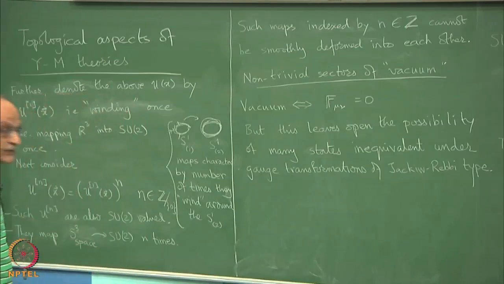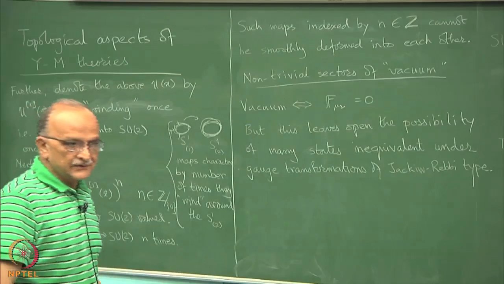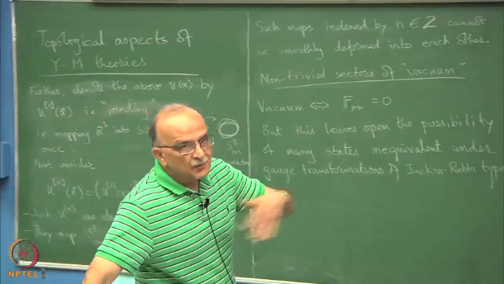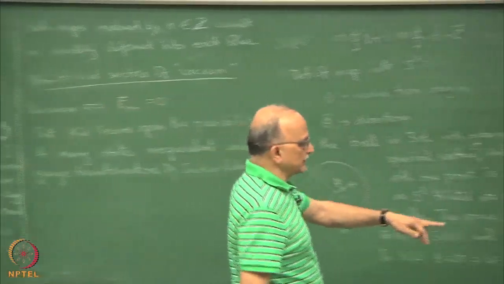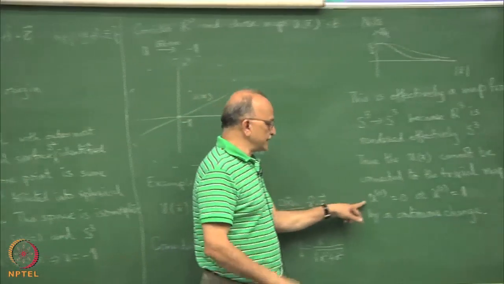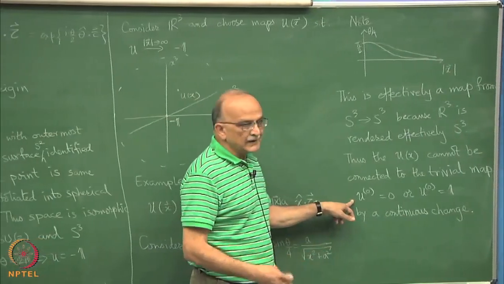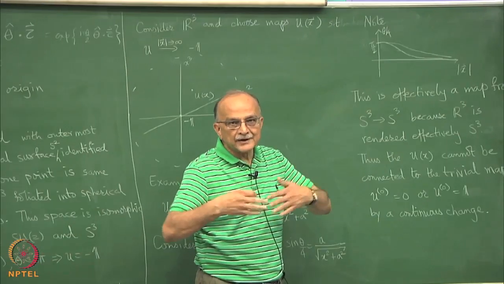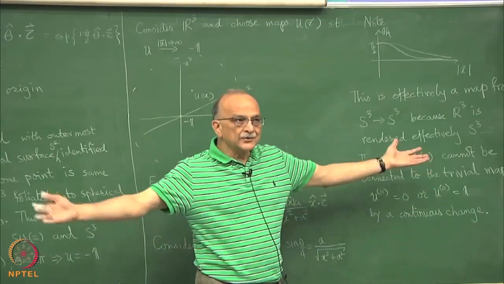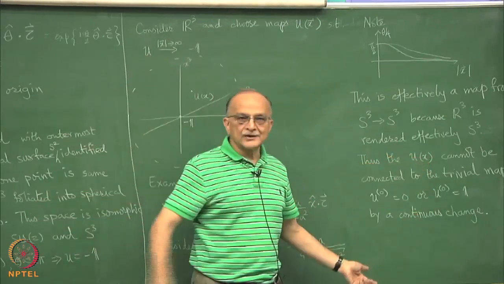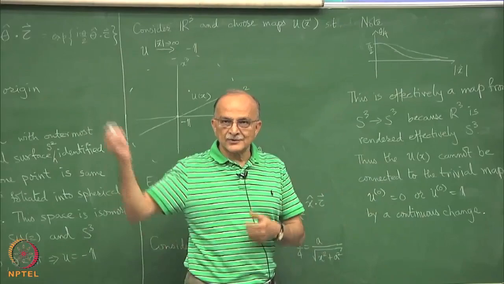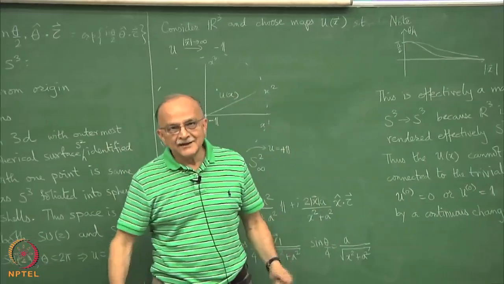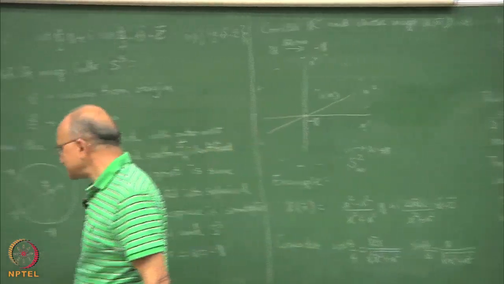Such gauge transformations are called large gauge transformations, to distinguish them from small modifications of the U0. So, all modifications that are topologically equivalent to the trivial one, we call them small, like you perturbed around U equal to 0. But where you took the trouble of going all the way to infinity, it is a lot of work to go to infinity, and then soldered everything correctly, then we call it a large gauge transformation.